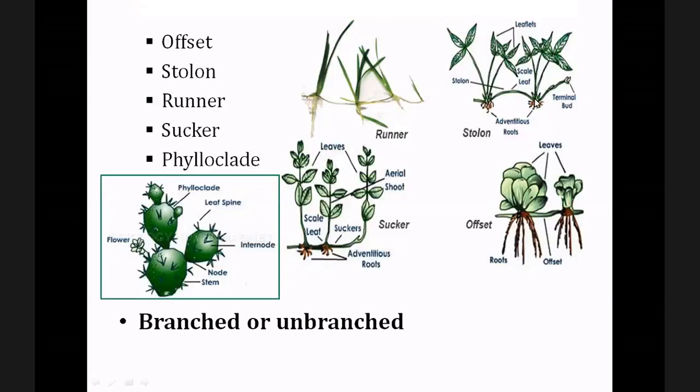The next one is the runners. Runners are a type of stolon, but here these lateral branches run above the ground and produce the new colons. These branches run above the ground and produce the new colon plants. Here, every node is producing the new colon.